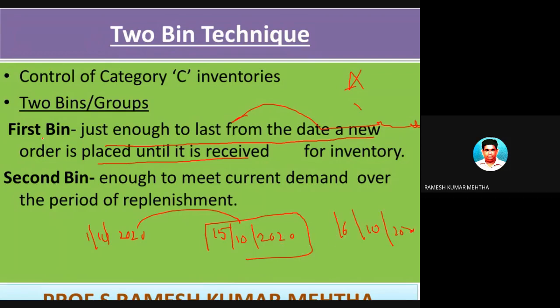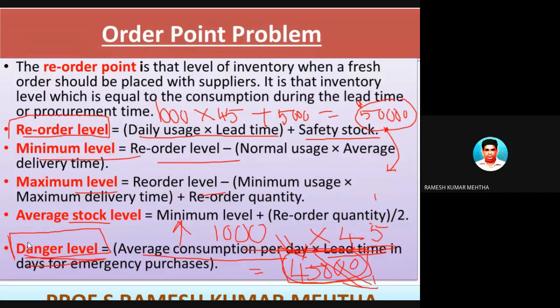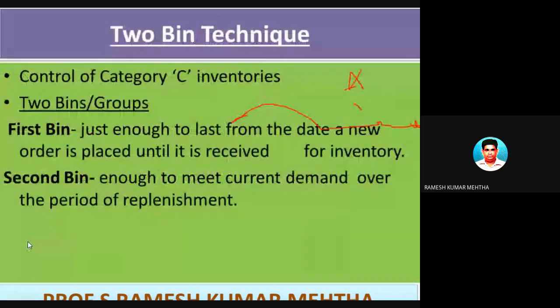So the first bin is, just look at this definition, just enough to last from the date of order to the point when it is replenished, when you are getting the goods back. So during these 15 days, whatever requirement of raw material is there, you have that much quantity of raw material. This is the first bin. That means that much raw material will be there in that particular store room, which I will call the danger level.